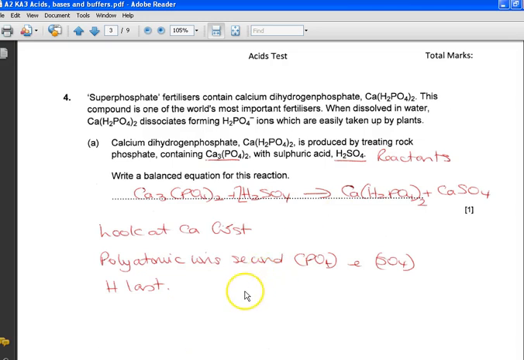Going back to this equation, I've made an error here. I haven't put the 2 in front of the calcium sulfate, which I just realised when I was looking at it. So this should actually say 2 CaSO4. So balancing the calciums, as I said, you need 3 of them. And then I would balance the polyatomic ions, the phosphate, and then the sulfate, and then the hydrogen.